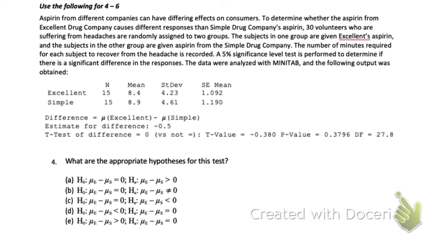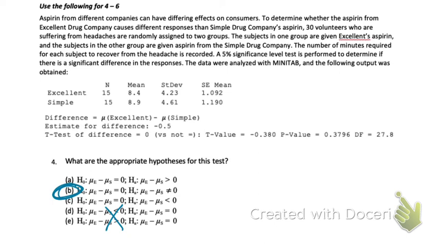Which one of these is the appropriate hypothesis? You should very quickly be able to mark out D and E because they don't have an equal to sign in the null hypothesis. And then this says that we were looking to see if there was a significant difference in their responses. So which one is it? B as in boy. We're looking for not equal to, a difference. Any questions on that one?